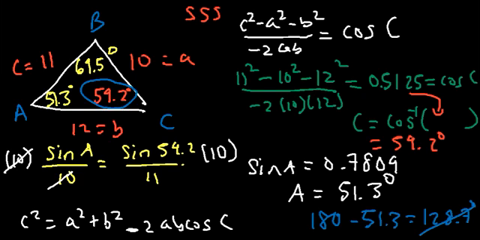So that's how you can solve the triangle if you have all three sides. Start by finding the first angle, angle C, using law of cosines, and then use law of sines to solve for everything else.